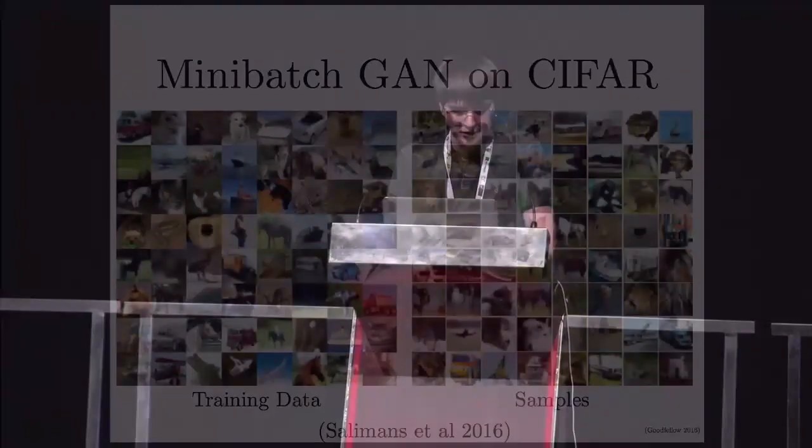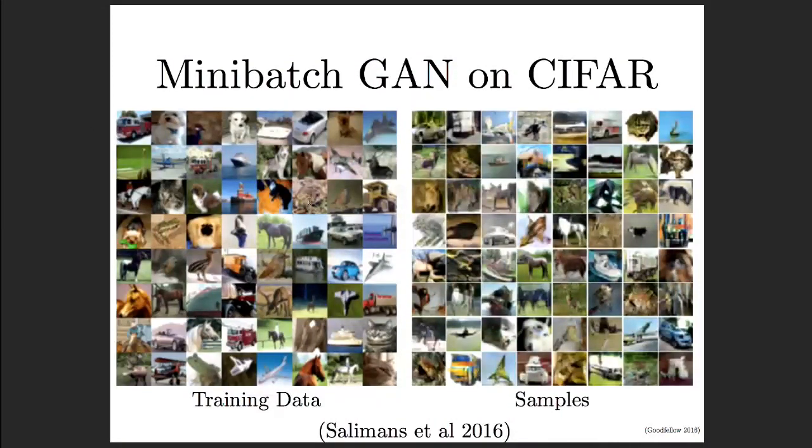On the left, I show you the training data, so you can see that this data is not particularly beautiful to start with. It's 32 by 32 pixels, so it's relatively low resolution. You can see that there are things like cars, airplanes, horses, and so on. In the panel on the right, we have a GAN trained with mini-batch features, and it is now successfully able to generate many different recognizable classes like cars and horses and so on.